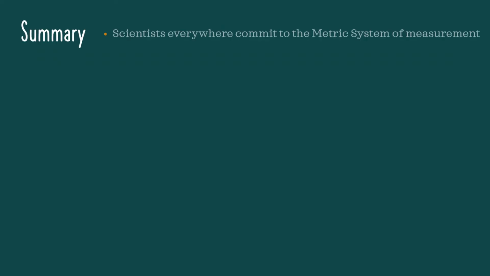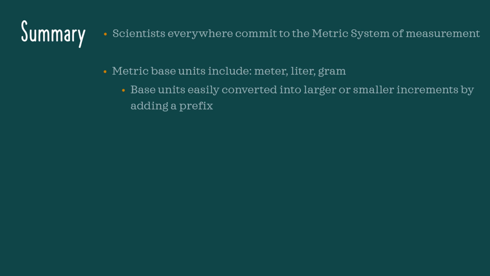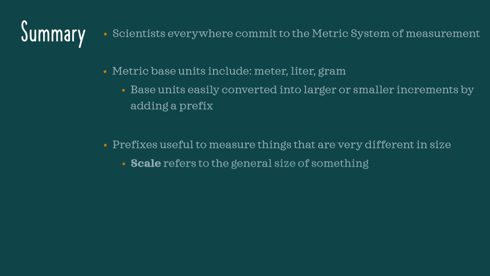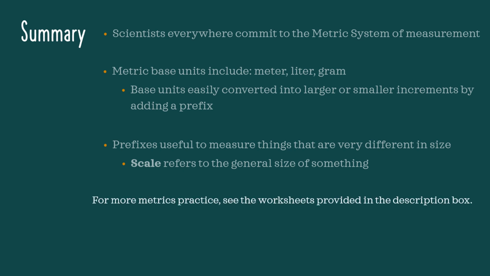In summary, you learned in this tutorial that scientists everywhere commit to the metric system of measurement. You learned that base units in the metric system include meters, liters, and grams, and that base units can easily be converted into larger or smaller increments by adding a prefix to the word. These prefixes are useful to measure things that are very different in size. Scale is today's key term, which refers to the general size of something.